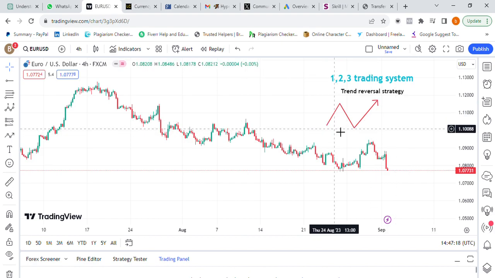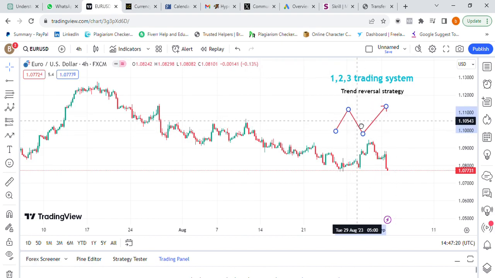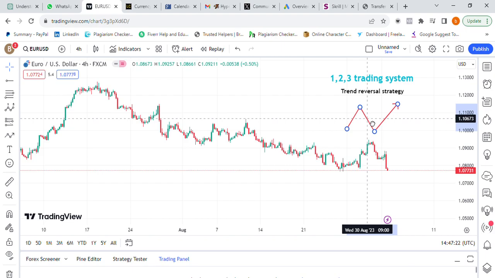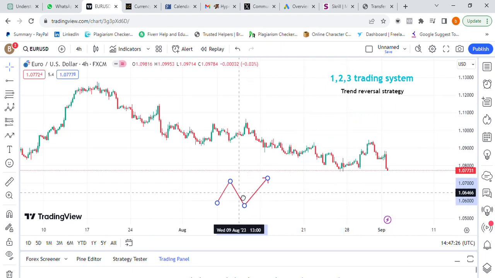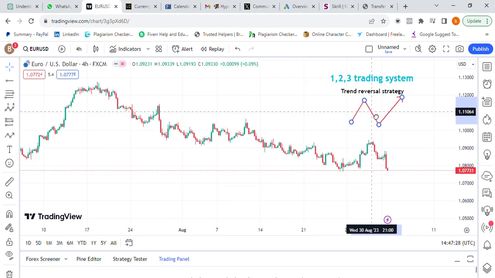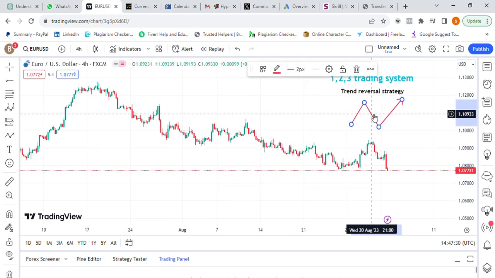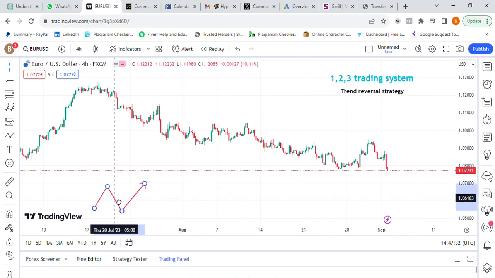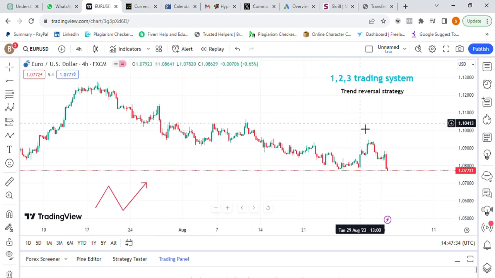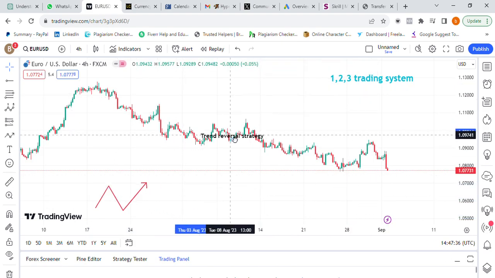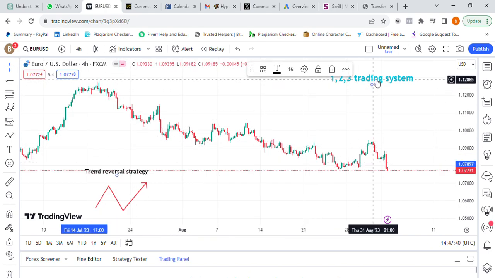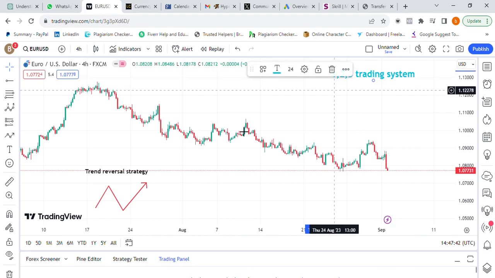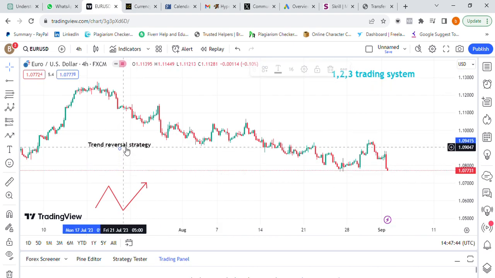Now in this strategy, how it works is that you identify... Let's move it down here so I will clearly see what I'm doing. I wish I could use a whiteboard. Since this is totally the trend reversal strategy, let's put it that way.